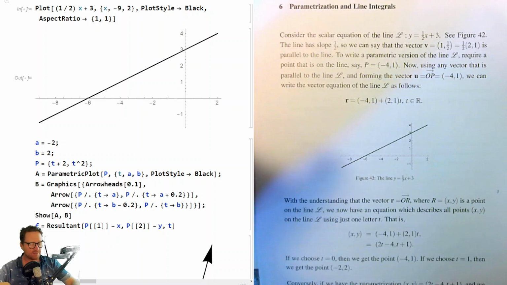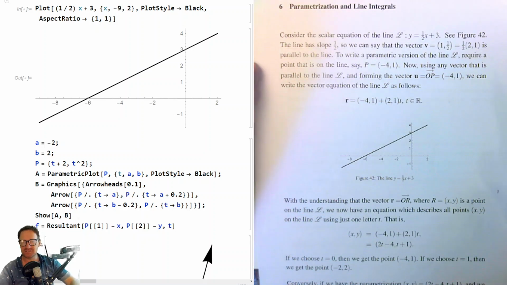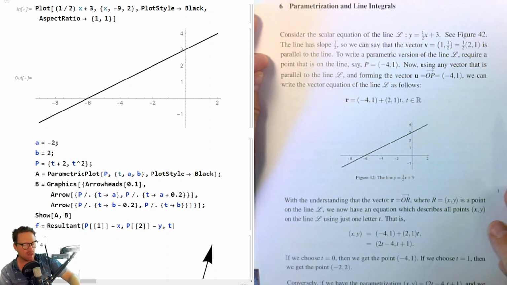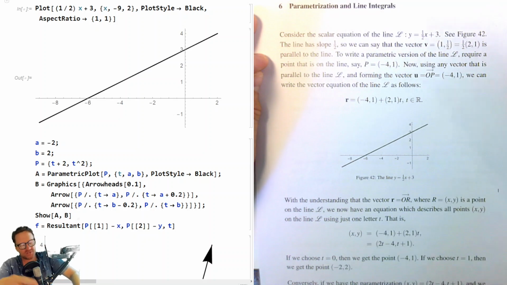Welcome! Today we're going to look at parametrization and line integrals. Consider the scalar equation of the line L, which is y equals a half x plus 3.